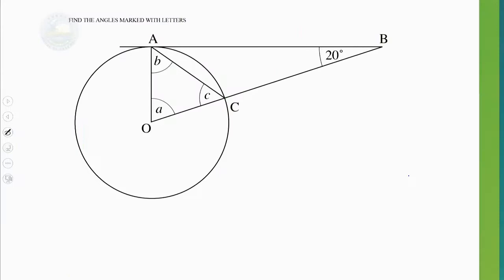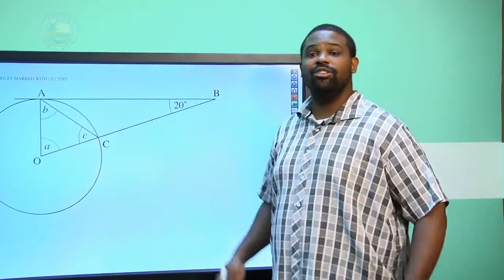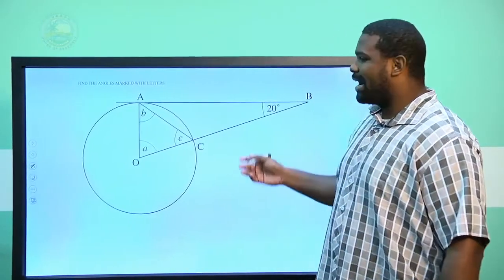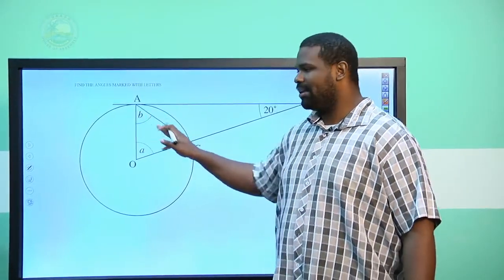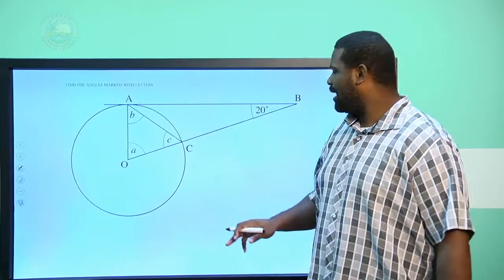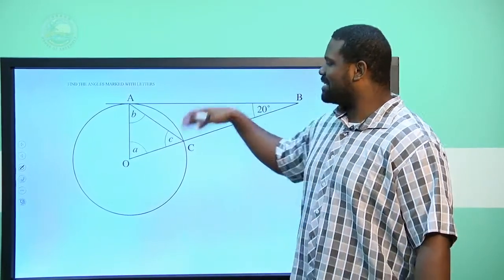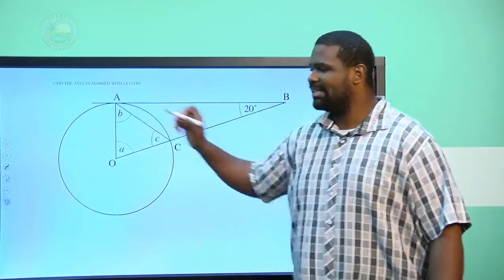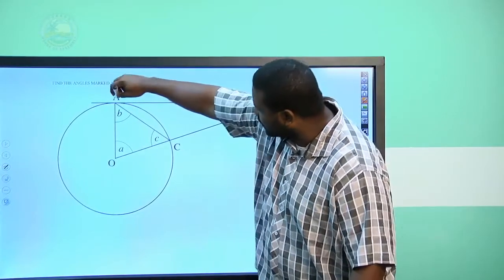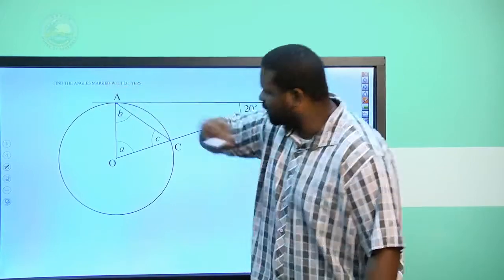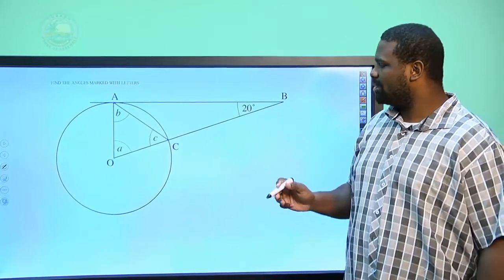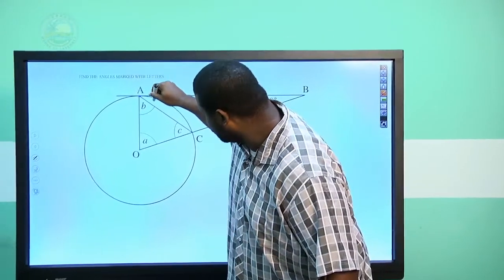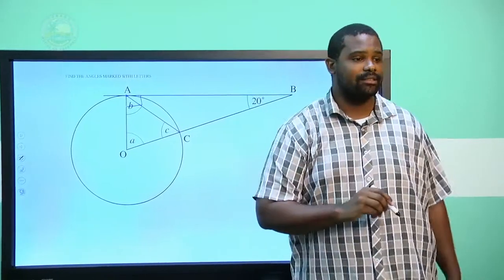So let's see if we can figure out the missing angles using the rule that we saw just now. Here we're asked to find angles A, B, and C. Let's see if we can recognize anything from this shape. So AB is a tangent. Why? Because it only touches the circle at one point. And we're told that the angle between the tangent and the radius is 90 degrees.